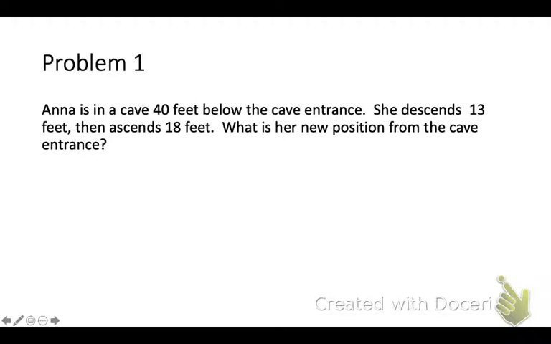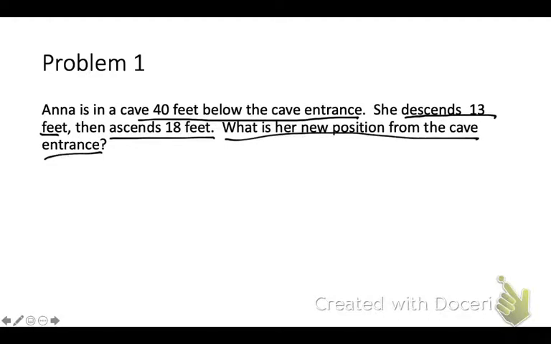So problem 1. Anna is in a cave 40 feet below the cave entrance. She descends 13 feet, then ascends 18 feet. What is her new position from the cave entrance? So we're going to take it one sentence at a time. We start with Anna is in a cave 40 feet below the cave entrance. That means she is negative 40 feet down right now, so we're going to put negative 40.